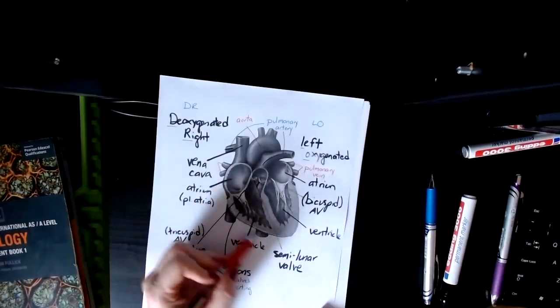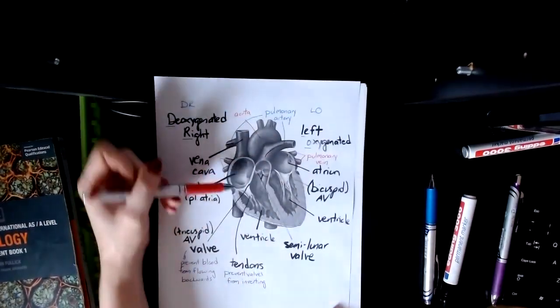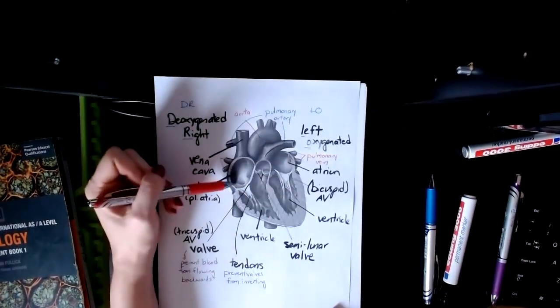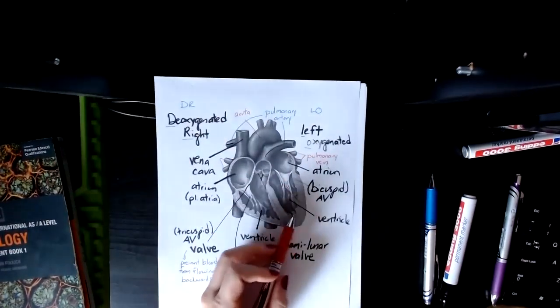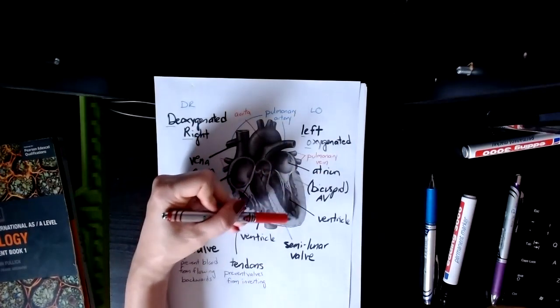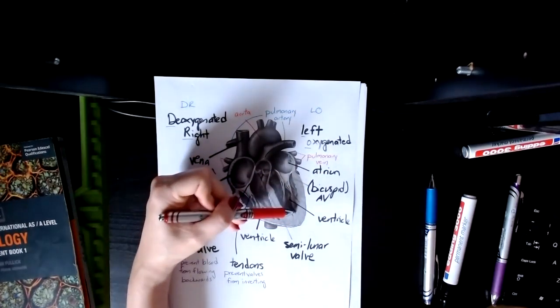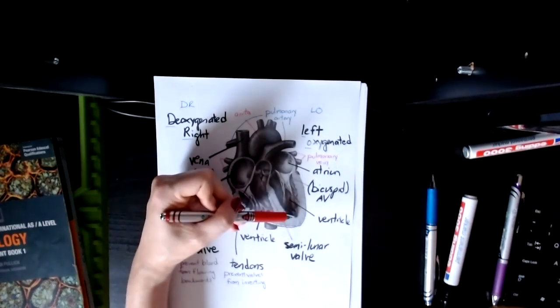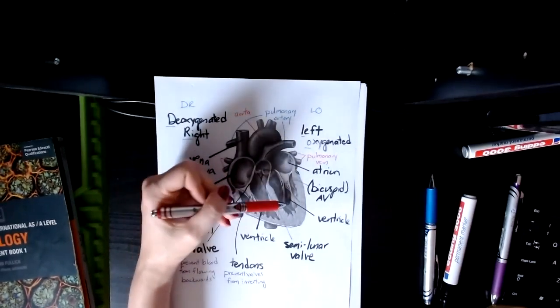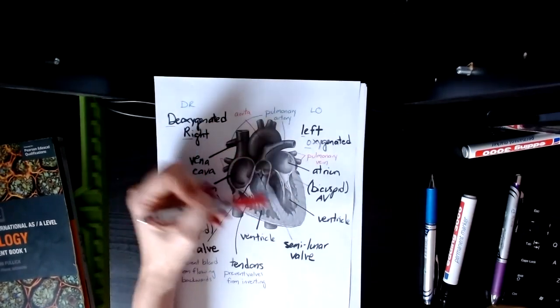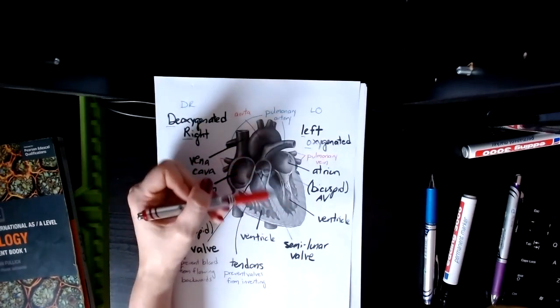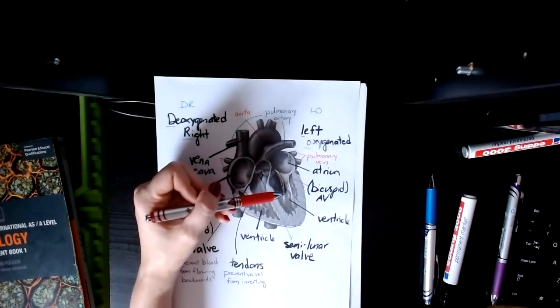Now, the other thing you can notice, because they love questions like this, is if you look at the walls of the four chambers, okay, you'll notice that the left ventricle wall is much, much thicker, so it has a lot more muscle in it. And the reason for that is because from the aorta, from the left side of the heart, the blood is traveling to the rest of the body.